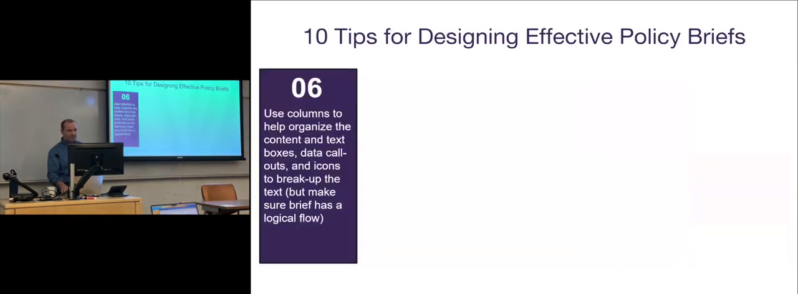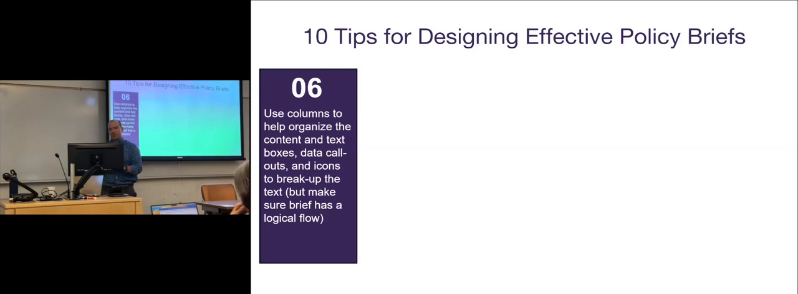All right. Tip number 6. Use columns to help organize the content of your brief, and then text boxes, data callouts, and icons to break up the text. So we'll talk about what those things are, those are the data callouts and so on. But when you're starting from scratch and you're developing a brief, whether it's a programmatic brief, a policy brief, a community brief, I think it's helpful to think about it as columns. I like to think of them as 3 columns. You can also think of them as 2, and you're just filling in those spaces.